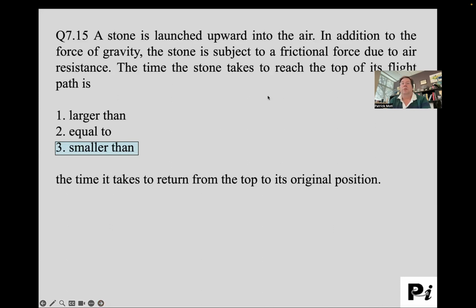All right, the time it takes the stone to reach the top of its flight path is smaller than the time it takes to return to its initial position. This one usually bends people's noodles. So let's say, well, it's supposed to be a straight line for the ground. And then I have a trajectory of the stone, something like that. A parabola, hopefully a better drawn parabola.